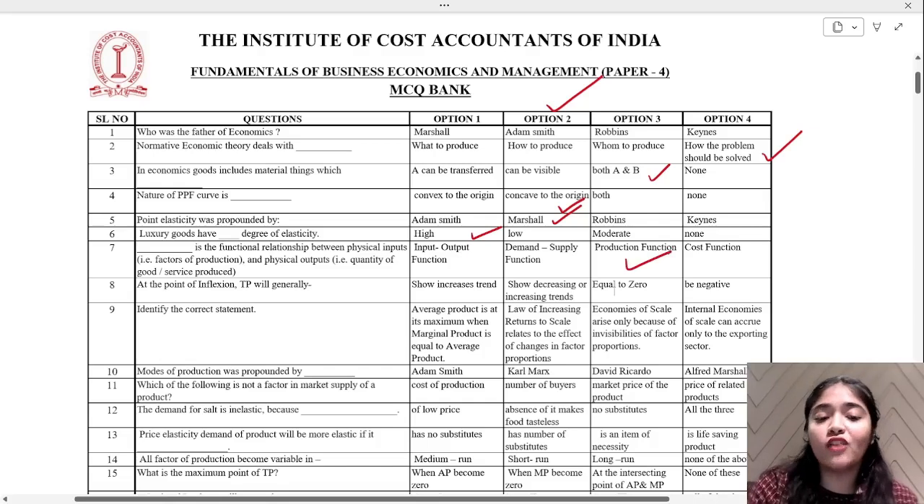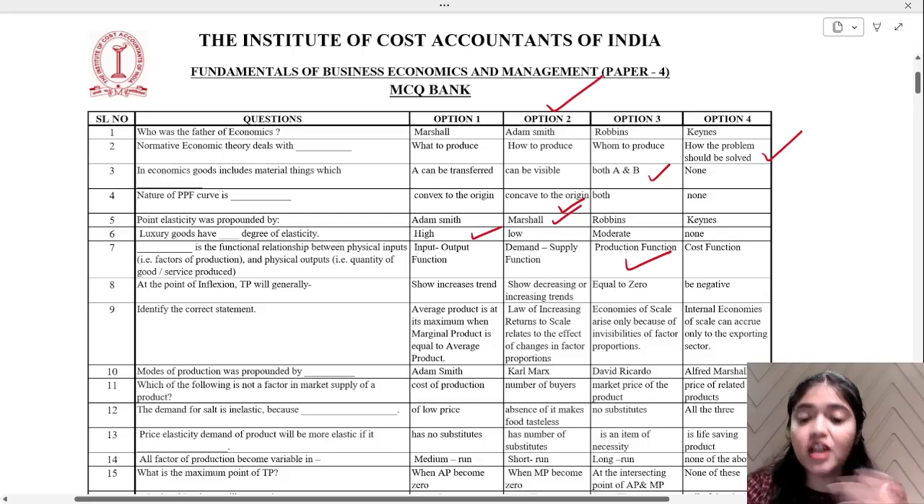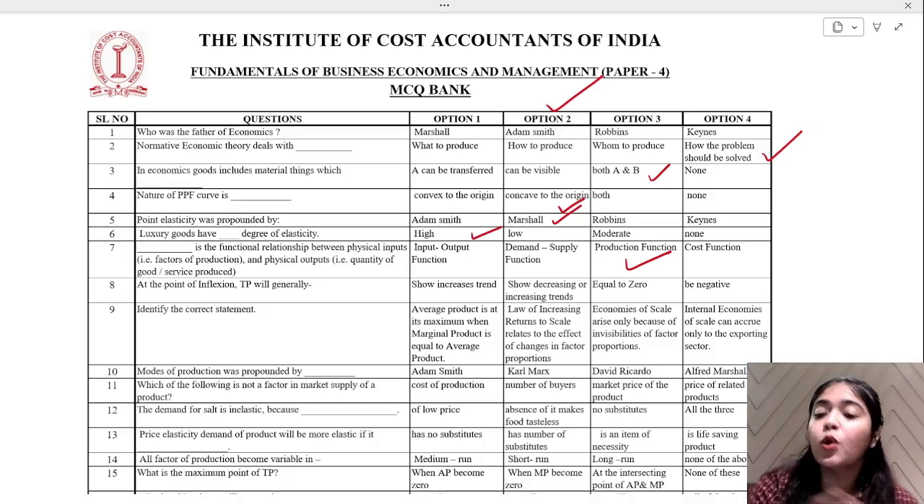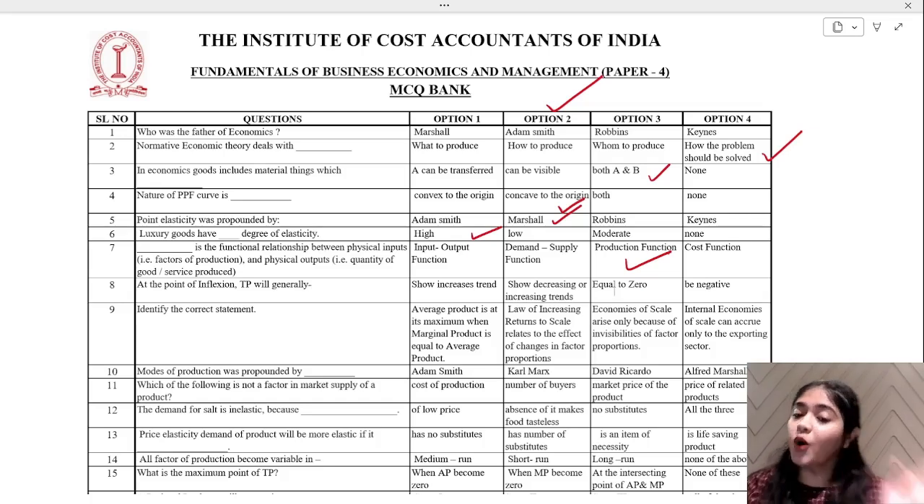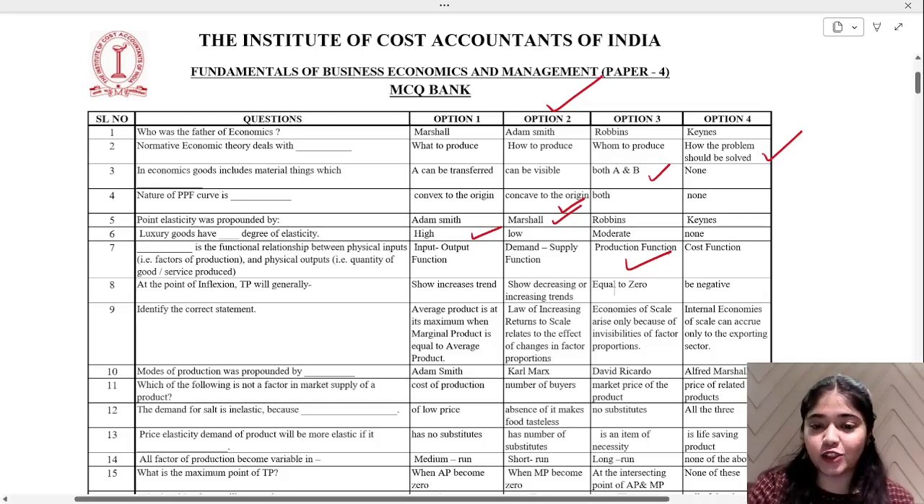At the point of inflection, TP will generally, so what is going to be? Shows increasing trend, shows decreasing trend, decreasing or increasing trends, equal to 0 or be negative. Yes, you guessed it right, that at the point of inflection, TP will generally show increasing or decreasing trends. Correct? That's option number 2 over here.